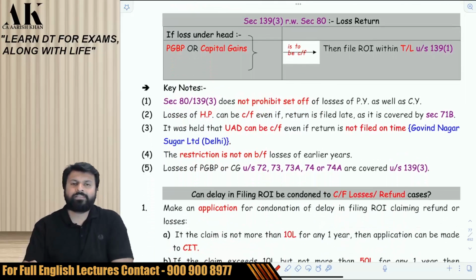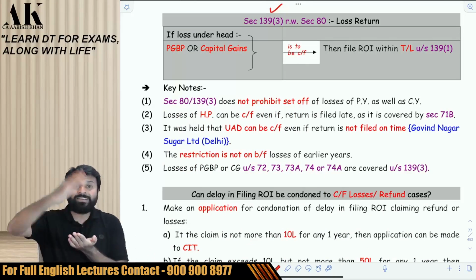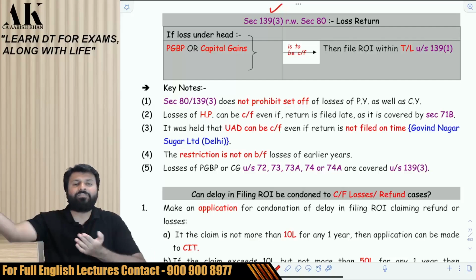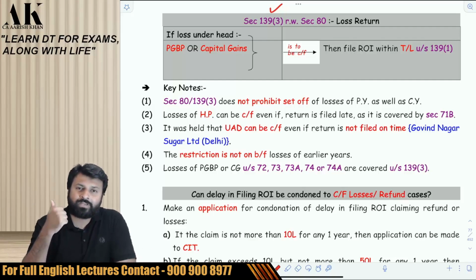Now let us move on to the next section. 139(3). 139(3) talks about loss return. If you want to carry forward a PGBP business loss or capital loss, then you have to file the return on time. If you want to carry forward these losses and set off in subsequent years, then you have to file the return on time. Only these two losses. What about UID?